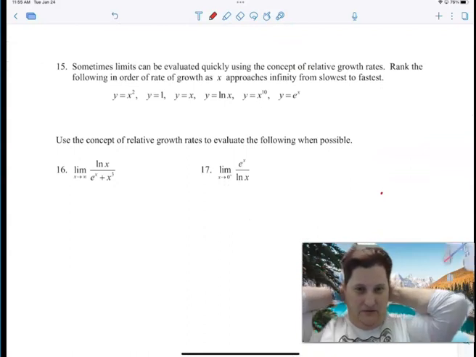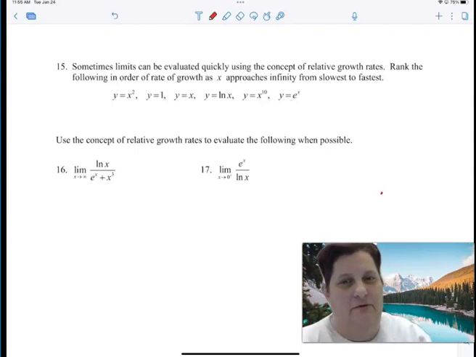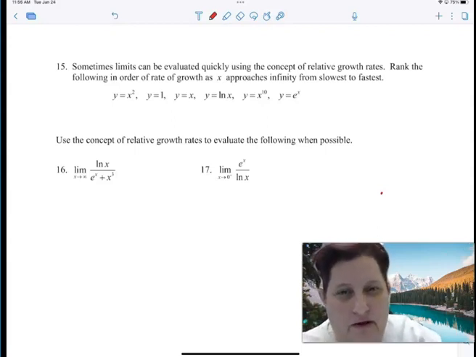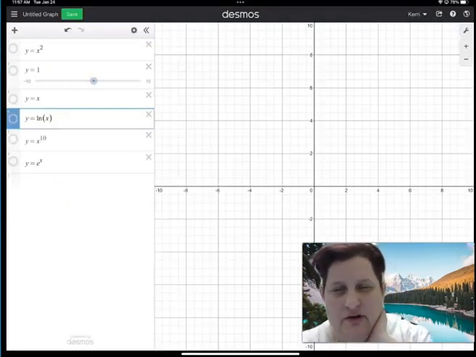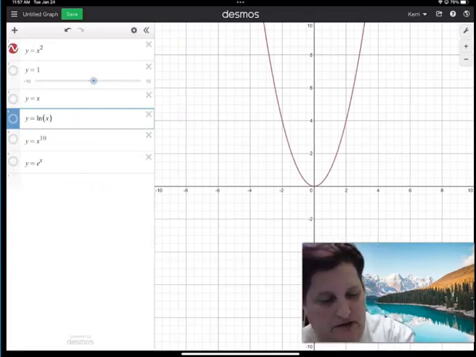This last little part we'll talk about real quick. Sometimes limits can be evaluated quickly using the concept of relative growth rates. Rank the following in order of growth as x approaches infinity from slowest to fastest. Let me graph these real quick. I put these all in here. These are the different growth rates, right? So x squared grows like that.